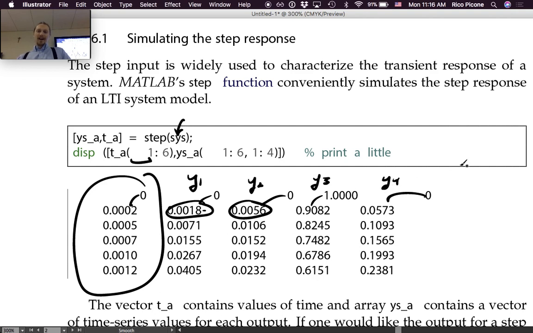Okay, so these are the y's, and there are more y's. There's like 10 of them, right? So like all those columns. I'm just printing out to show you what this step function gives you. It gives you the simulated response for each of the outputs.